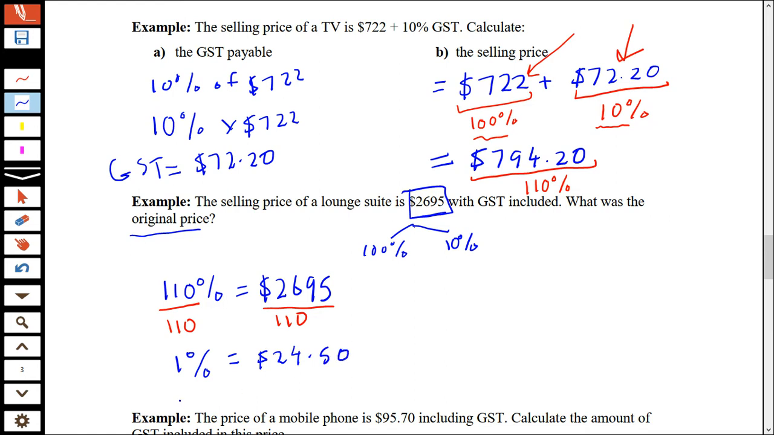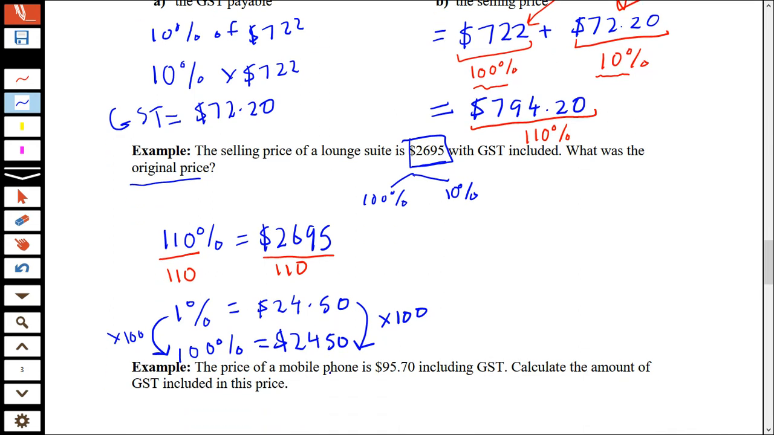Okay, now we want to know what 100% is, because that's the original price. The original price is the 100% part. Now to go from 1% to 100%, you multiply by 100. That means we've got to do the same thing on the other side of the equation, multiply by 100. So you're going to get $24.50 times 100, which is $2,450. Okay, so the original price of the item before GST is $2,450.